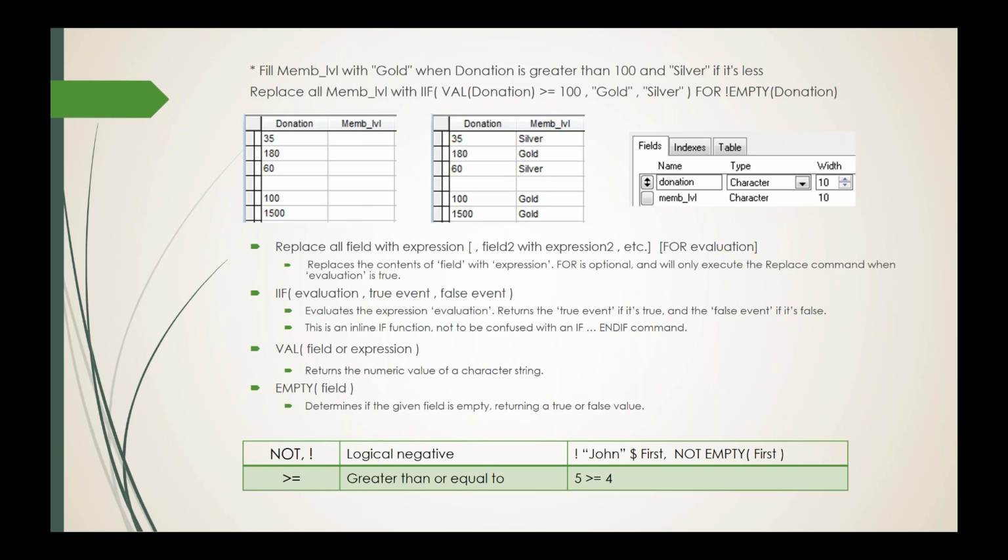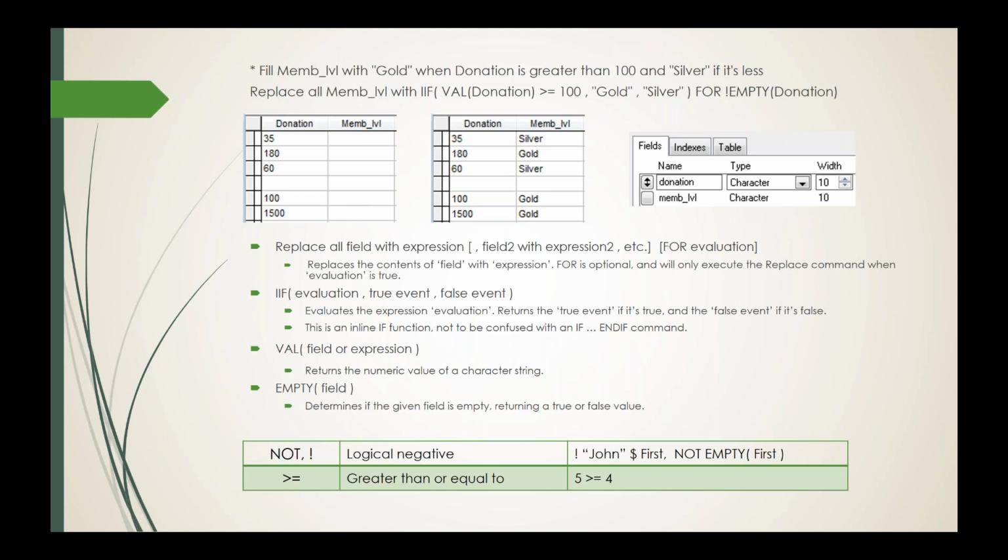For the command that I've written, I need to take the member level field and populate it with silver and gold based on the value found in donation. The very first thing I have is replace all mem level, specifying which field we want this replacement to occur in, with, and then I have an inline if function. I want to evaluate something, and depending on whether it returns true or false, I want to populate that field with gold or silver.